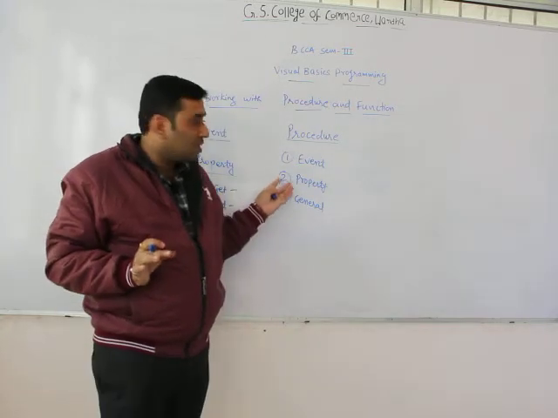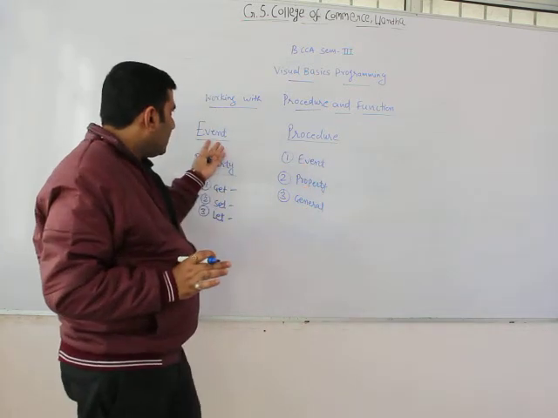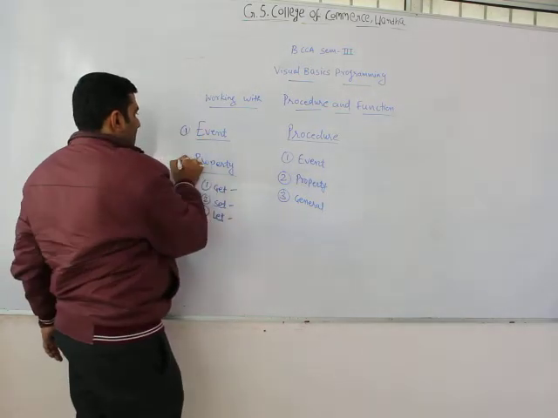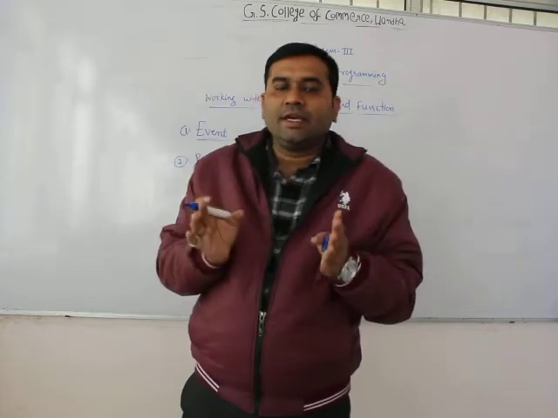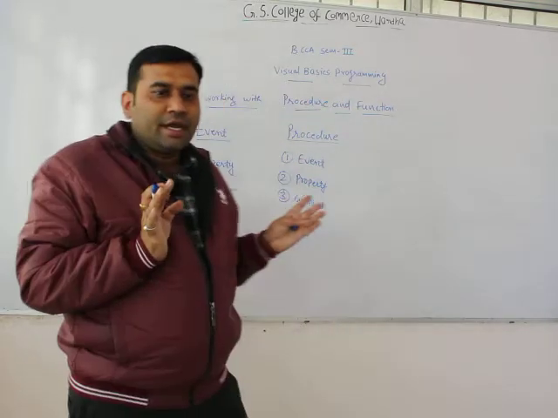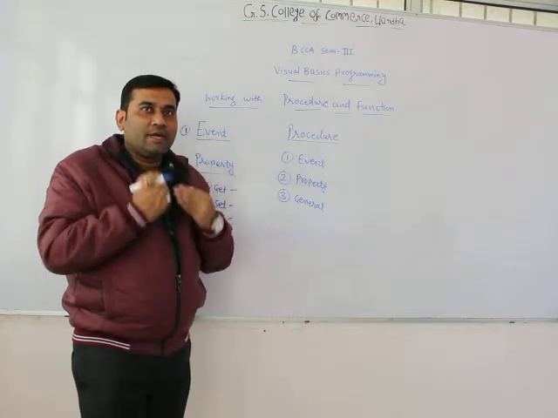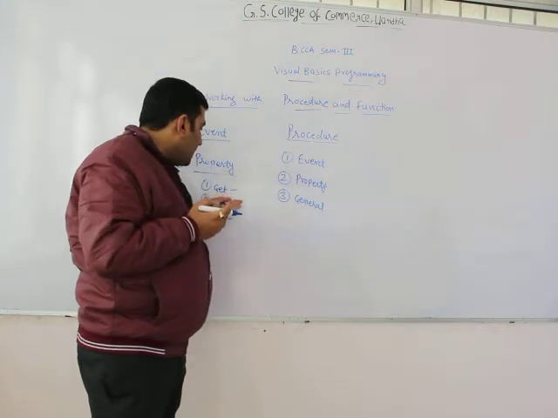So the three types of procedure are event, property, and general. The second type is property, and under property there are three types: Get, Set, and Let. Get is used for retrieving the property value. When you retrieve the property value, Get is used.